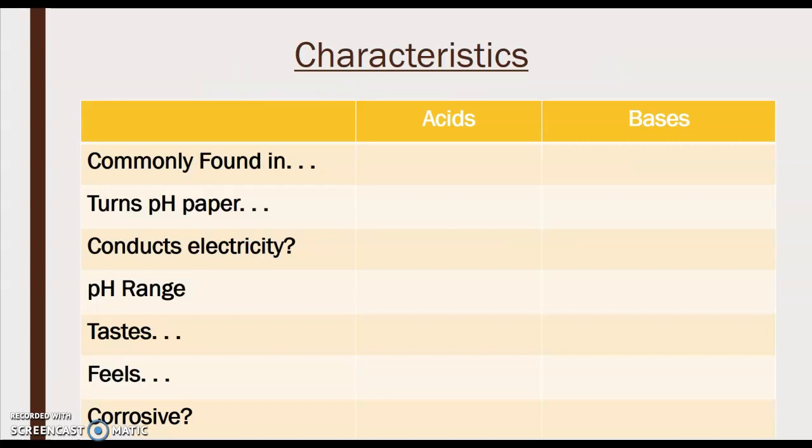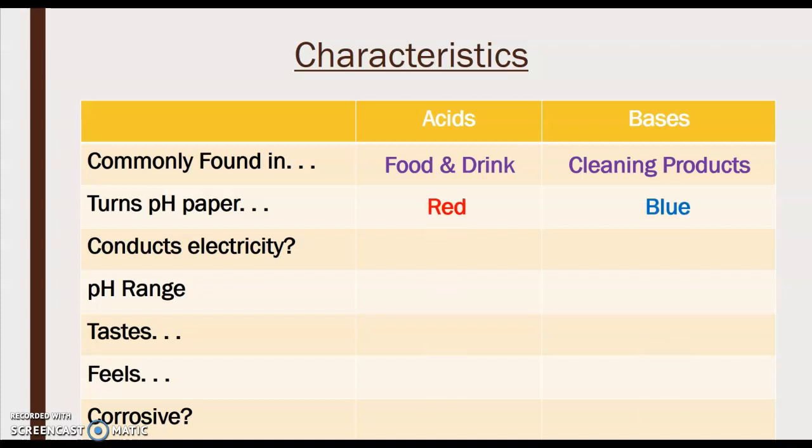Okay, some common characteristics of acids and bases that we're going to go over. Acids are usually found in food and drink. Bases are usually found in cleaning products. Acids will turn pH paper red, bases will turn pH paper blue. Kind of disappointed that we weren't able to do labs this semester because it's always fun dipping the pH paper in different substances and watching it change the colors.